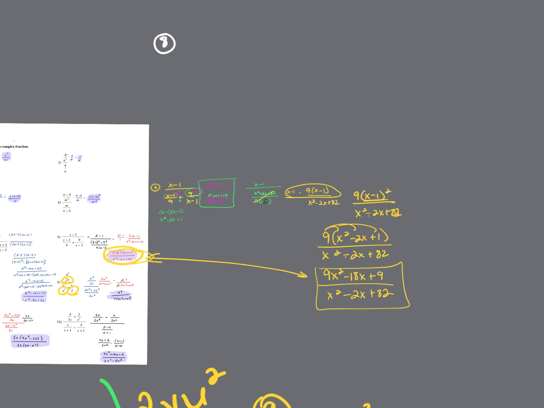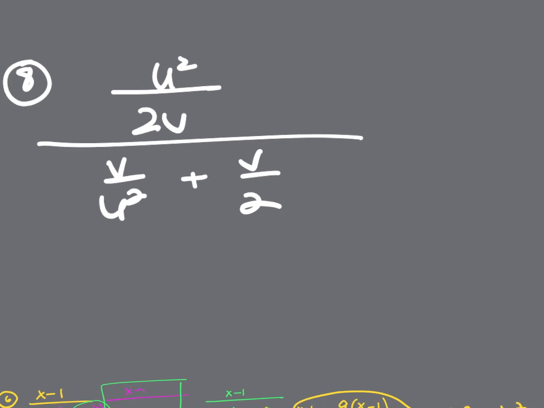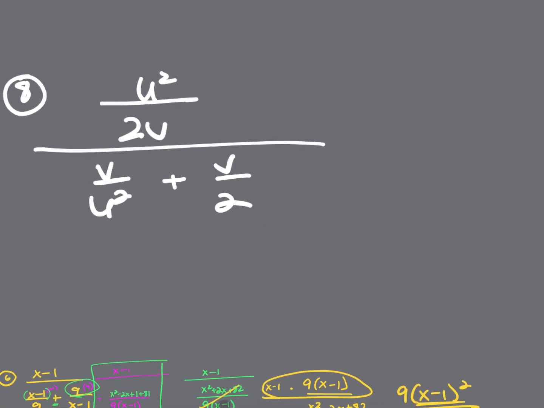Number 8. U squared over 2v over u squared plus v over 2. Okay, how did you do it? The bottom, I tried getting the bottom together and then I keep change flip. Okay, so the bottom would be 2u squared for its denominator. This you'd have to multiply by 2, so I'd get 2v. This you'd have to multiply by u squared, so I'd get plus v u squared, or u squared v.